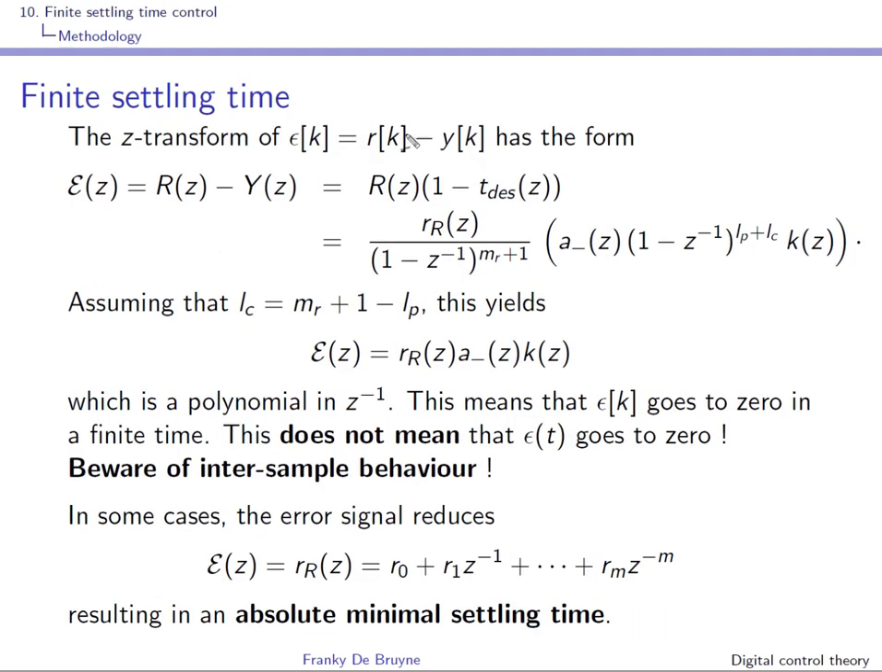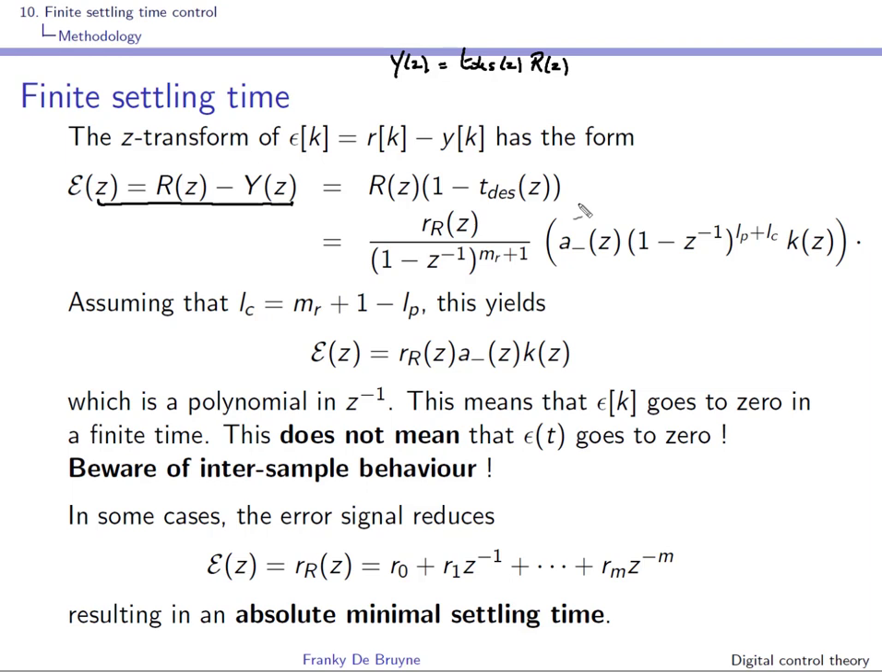The control error is the set point minus the controlled output. If you go to the Z domain, this is what you obtain. And of course, Y of Z is the desired polynomial times the Z transform of the reference signal. And we have seen previously that we typically want to follow reference signals that are polynomials of degree MR.